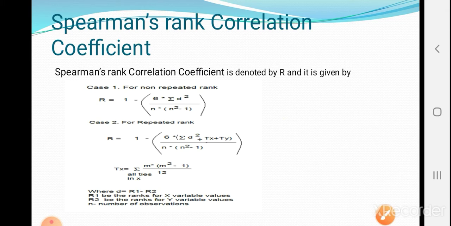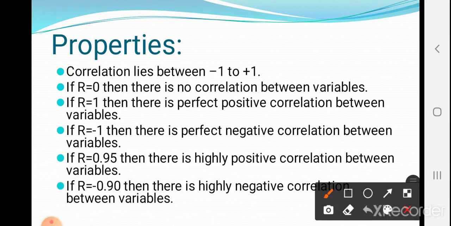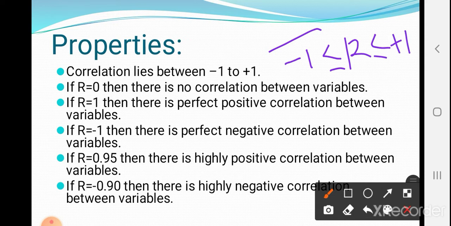Let's see the properties of Spearman's rank correlation coefficient. The properties of Spearman's rank correlation coefficient are the same as the Karl Pearson correlation coefficient. So the first property is correlation always lies between minus 1 and plus 1. That means minus 1 is less than or equal to capital R, which is less than or equal to plus 1. Next property is if R is equal to 0, then no correlation exists between the variables. If R is equal to plus 1, that means there is perfect positive correlation between the two variables. If R is equal to minus 1, then there is perfect negative correlation between the variables.